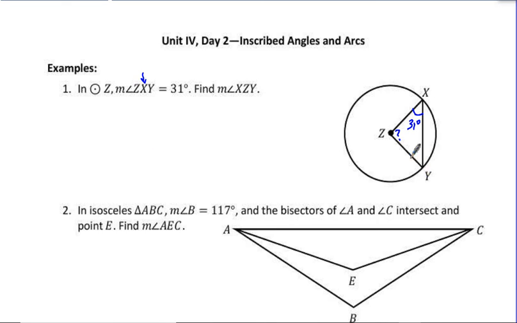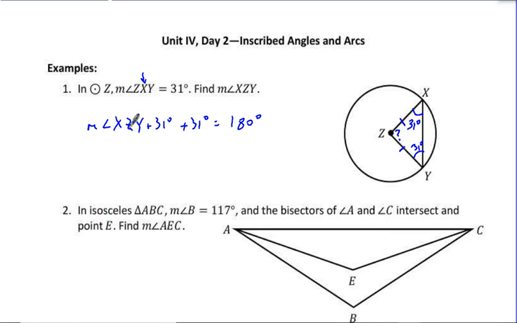Because we have a circle here, we see that ZX and ZY are congruent because of the definition of a circle. They are both radii and therefore are congruent. That's important because this triangle then is isosceles, and the isosceles triangle base angle theorem says the two base angles are congruent. So I know that angle XYZ is also 31 degrees. So I have 31 degrees plus 31 degrees plus the measure of angle XZY, which is the one that I'm looking for.